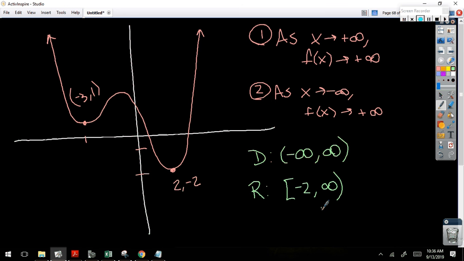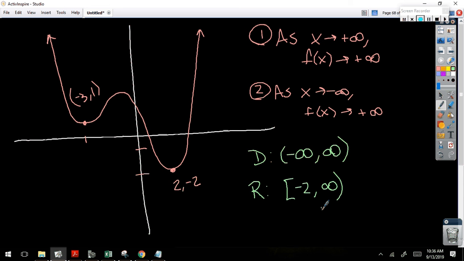Negative 2. Here's what I always say. Domain is left to right. What's the furthest left and the furthest right? That's domain. Most of the time you're going to be negative infinity to infinity for our introductory functions. We will get to a lot that are not, however. Your range, I always say bottoms up. Lowest it goes, up to the tallest it goes. The very lowest thing it goes to is negative 2, and then it goes up to infinity. Goes up forever. Bottoms up.